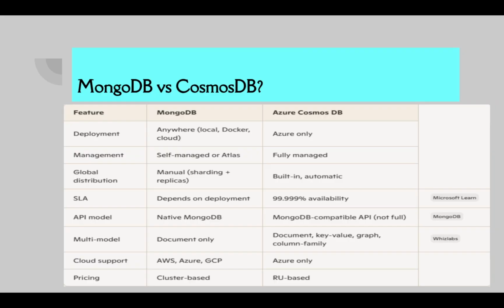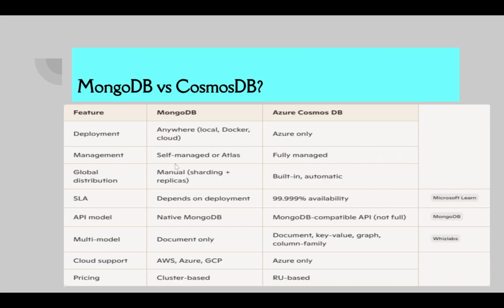Naturally, there is a comparison between MongoDB and Cosmos DB, so these are some of the key features and comparisons. As for deployment, you can deploy MongoDB anywhere. You can deploy it to your local machine, into Docker, or into the cloud, and we're going to see how to deploy into Docker. Whereas Azure Cosmos DB is only deployed into Azure.